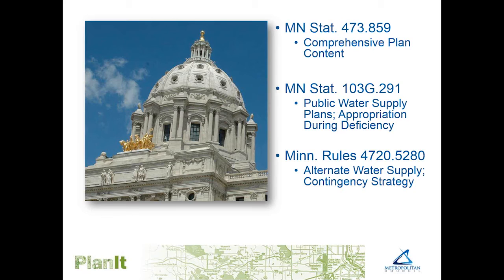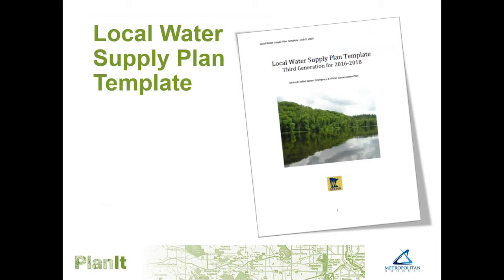Completing a local water supply plan is also required to be eligible for funding requests to the Minnesota Department of Health for the Drinking Water Revolving Loan Fund. So there are multiple benefits to completing a local water supply plan. To make this process easier, the Minnesota Department of Natural Resources and the Metropolitan Council have jointly developed a local water supply plan template, which can be downloaded from the DNR website along with instructions and a helpful checklist.